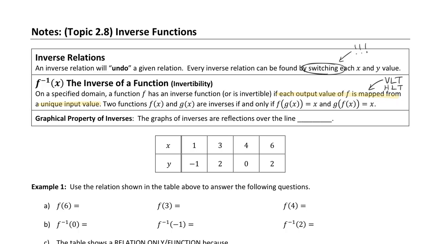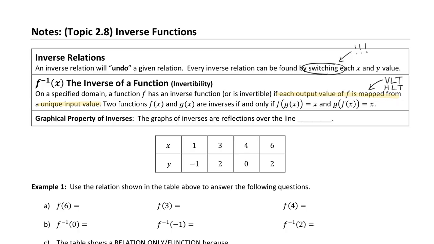Additionally, two functions are inverses if and only if f of g of x is equal to x and g of f of x is equal to x. I think I said 1, but I meant x. If we can compose the functions both directions, we can prove or show that two functions are inverses.